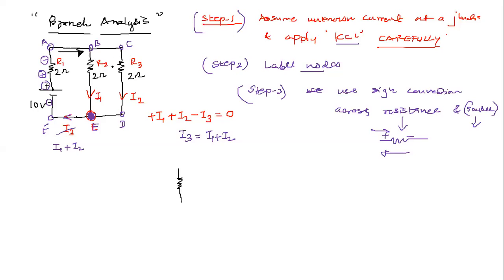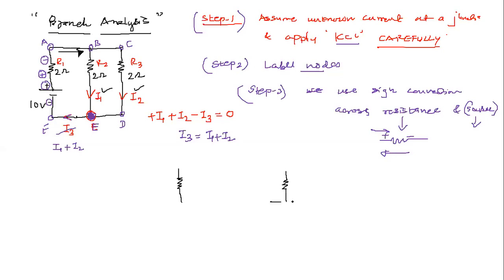So it has only two parallel paths. It doesn't have any other path. It will flow through this resistance, that is R2, and it will also flow through R3. And that is why I've chosen this I1 and I2. And that is why I keep saying it is always better to choose the direction of current for a given circuit.